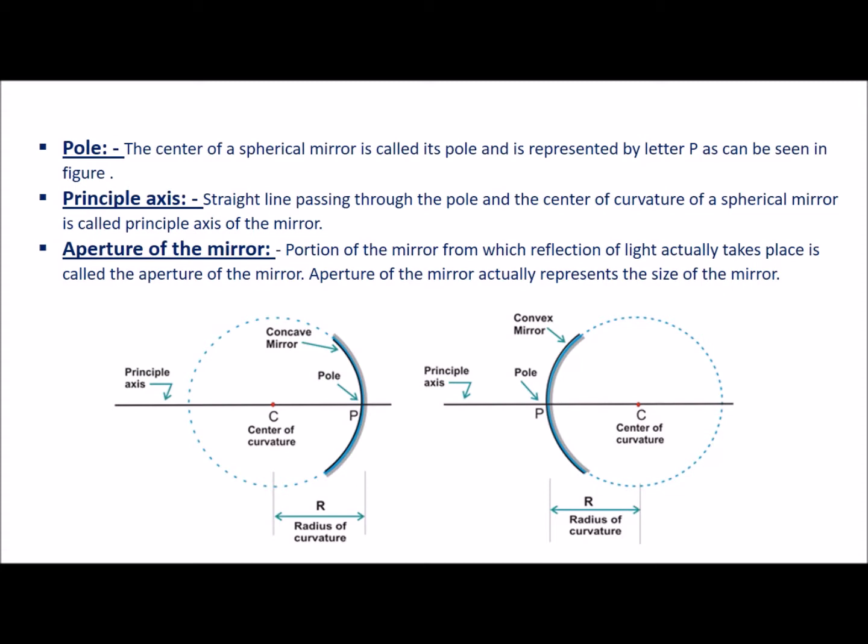is called the principal axis of the mirror. Aperture of the mirror. The portion of the mirror from which reflection of light actually takes place is called the aperture of the mirror. The aperture of the mirror actually represents the size of the mirror.